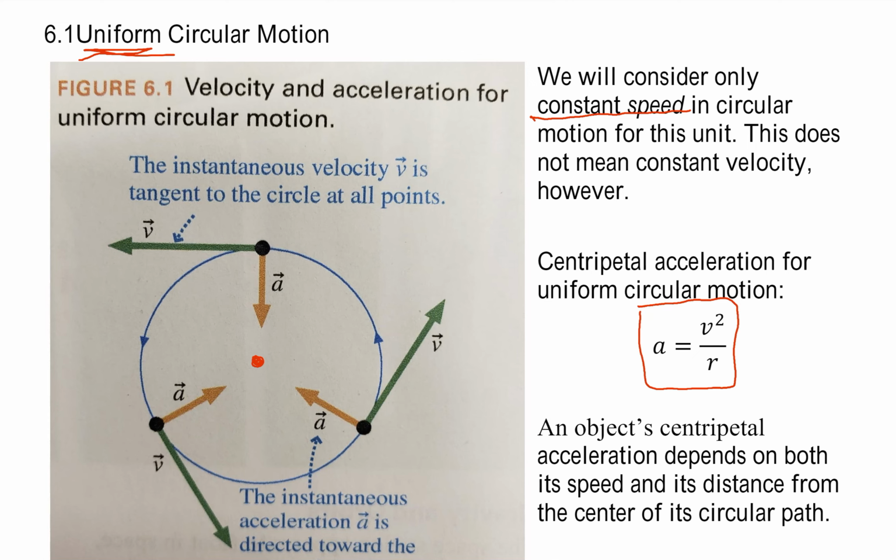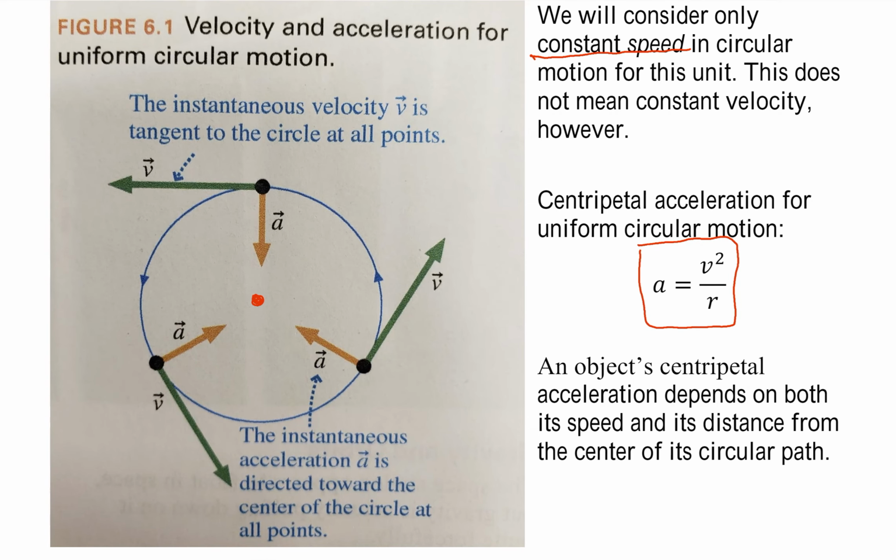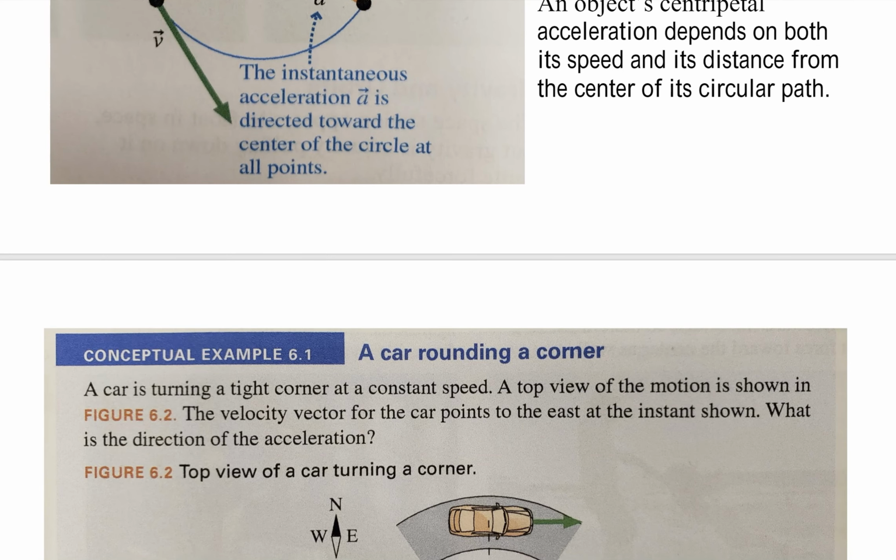So the instantaneous acceleration, the acceleration vector, is also changing. The direction of the vector changes as the object spins around the circle. It's always directed toward the center of the circle at all points as it moves around the circle. Okay, so very straightforward equation, and hopefully the concept is also easily understood.